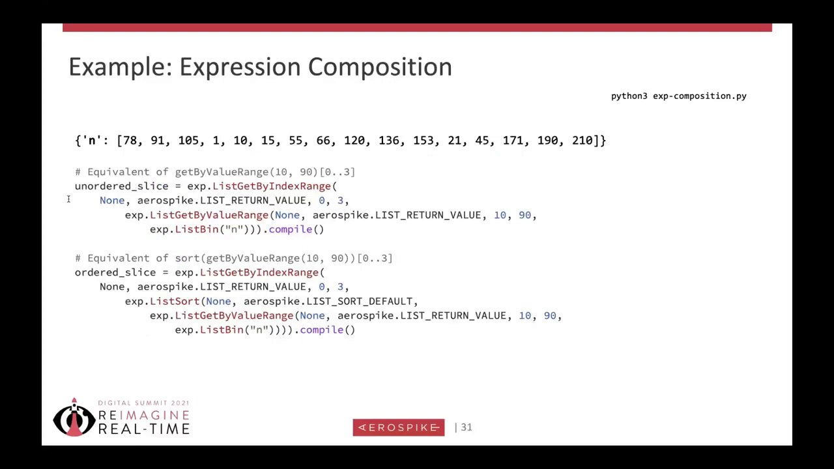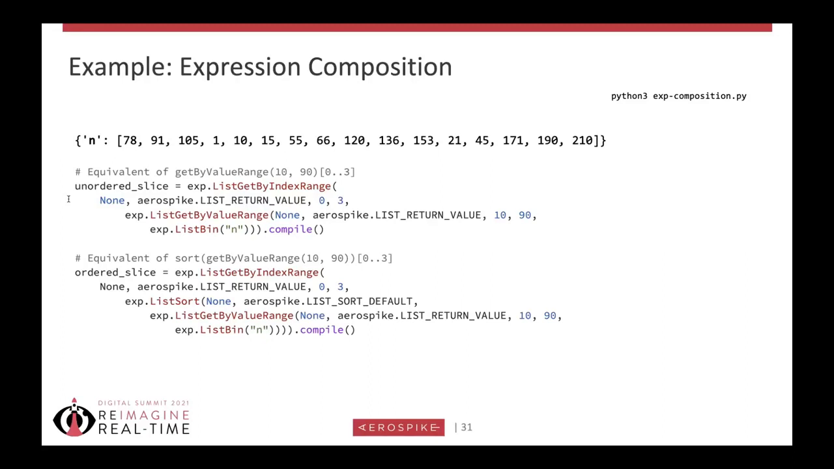And now let's look at expression composition. Now we just did one of those, but let's get a little more fancy. There's a Python script called exp composition, and we're going to run it shortly. So this thing has a large list of integer values in a bin called n. And what we're going to do is, let's look at it from the bottom up for the unordered slice.